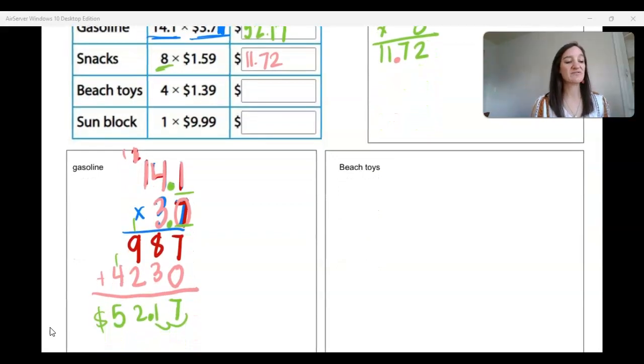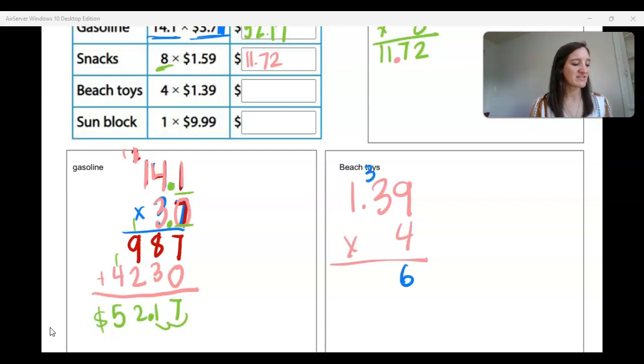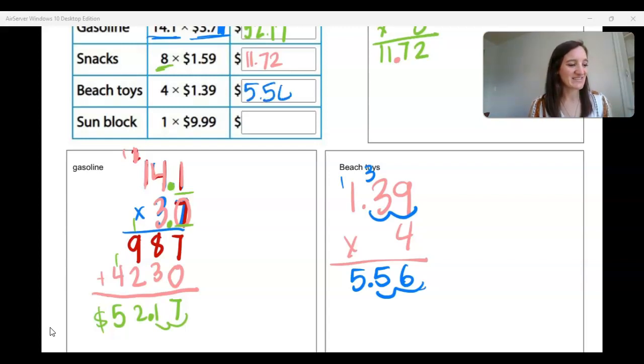Beach toys, we bought 4 beach toys. Those beach toys only cost $1.39. So when I times them by 4, I get 36, 12, 13, 14, 15. 4 plus 1 is 5. 2 numbers behind the decimal. There we go. So the beach toys cost $5.56.